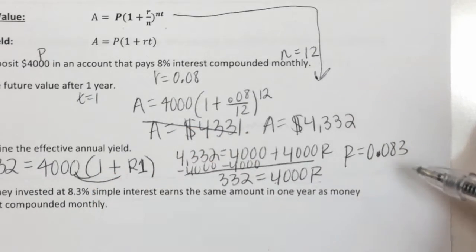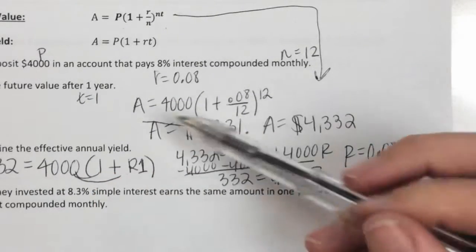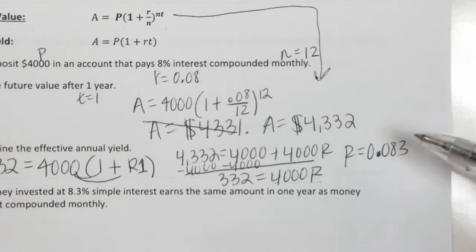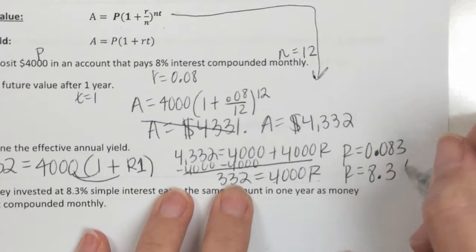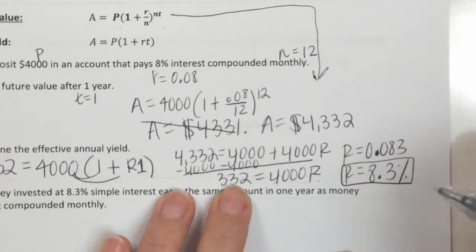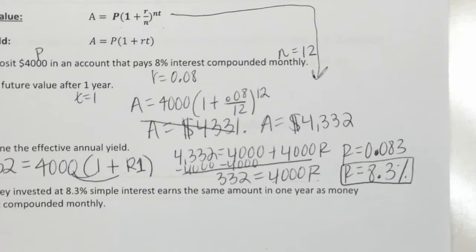0.083. Well, this is a decimal, and we know that our rate is in a percentage always. So to turn this to a percentage, we need to multiply by 100. So once we do that, we find the rate was 8.3%. That is the effective annual yield.